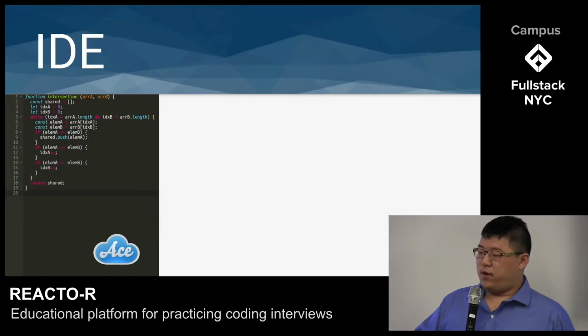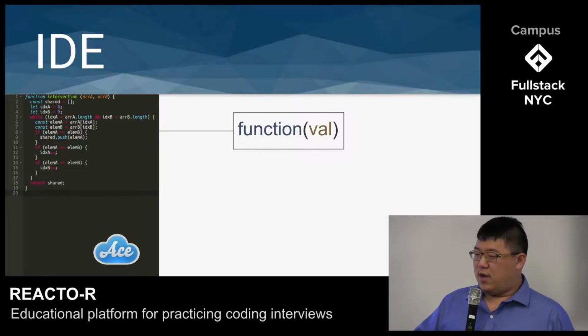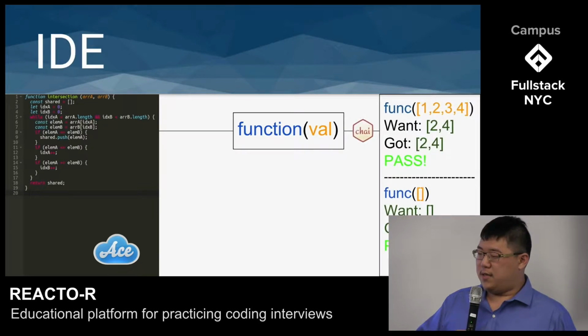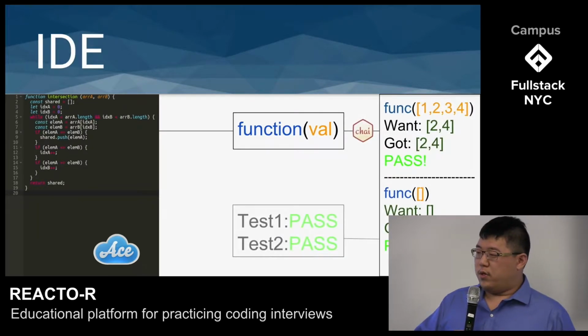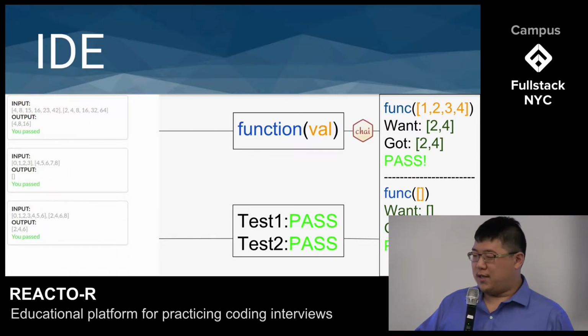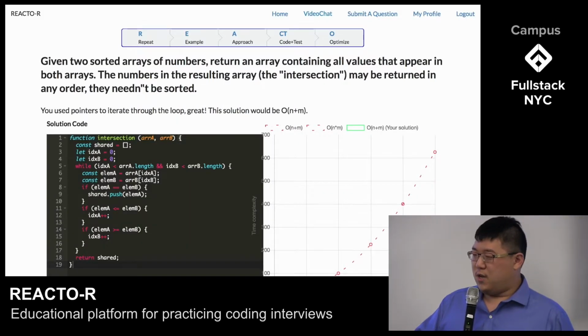As for our front-end IDE, we use Ace Editor, and once the user submits the code, we parse the string into a functional function, after which we pull in inputs from our database and run them using Chai. Once the tests are run, we will send the information back up to the website using React. And once the user passes all their tests, we allow them to continue on to the optimization component. Now, Fila will discuss our video conference component.